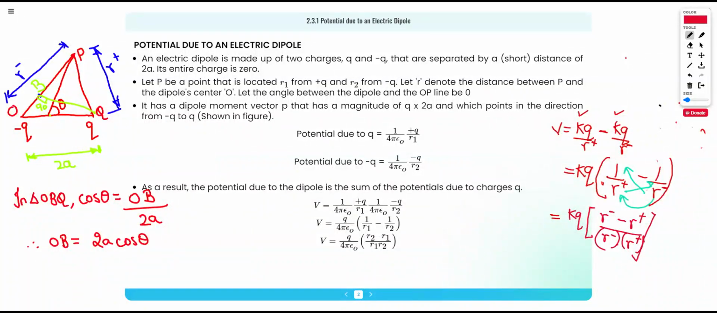Check this OB. What is this OB? See, BP is nothing but your R plus, right? If I subtract R minus from R plus, what will I get? I will get OB. That means in place of R minus and R plus, can I write OB? Once again, BP is nothing but your R plus. If I want to find the value of OB, I'm changing the marker. What will be OB?